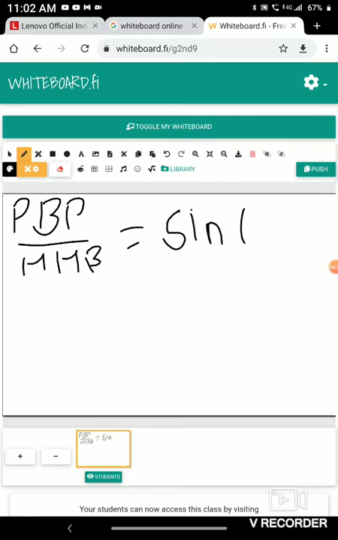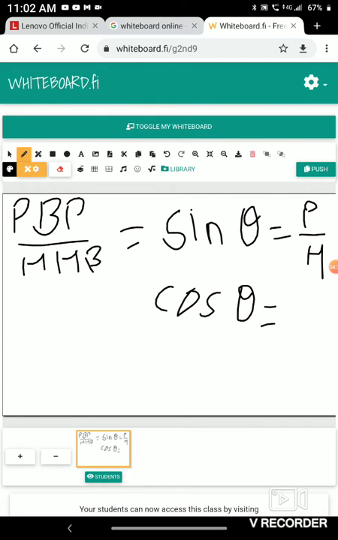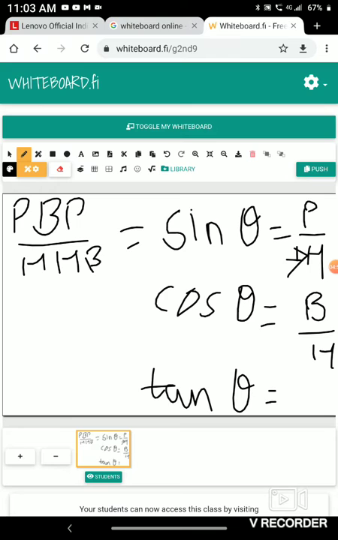sine theta is equal to perpendicular upon hypotenuse. Cos theta is equal to base upon hypotenuse. Sorry guys, I told this as height, but this is hypotenuse. And tan theta is equal to perpendicular upon base.